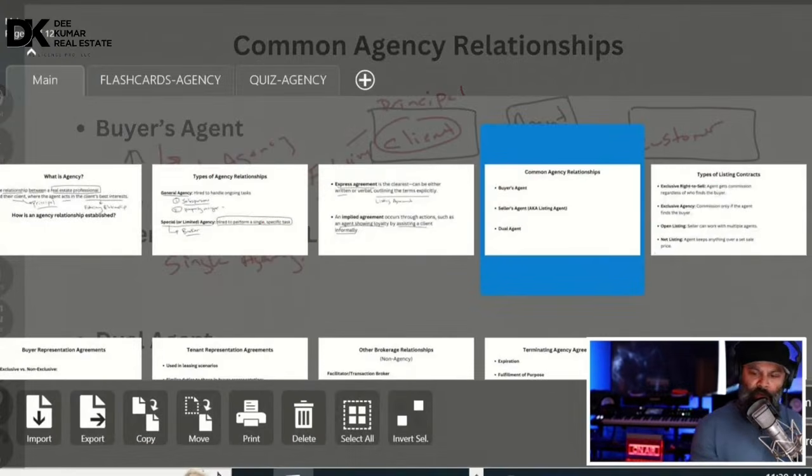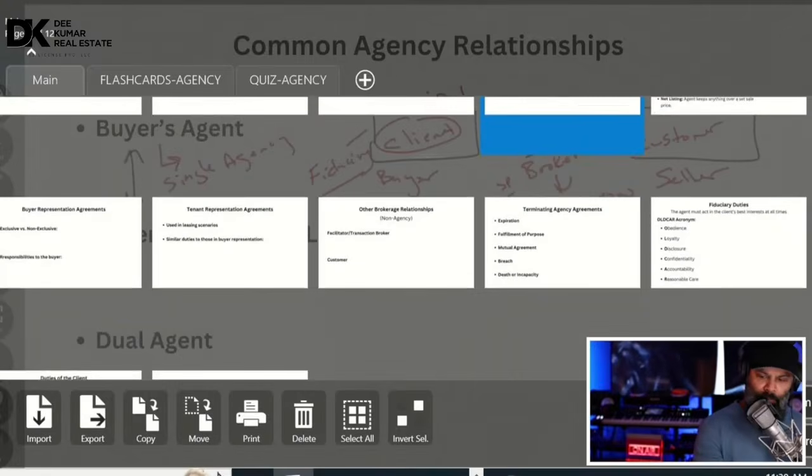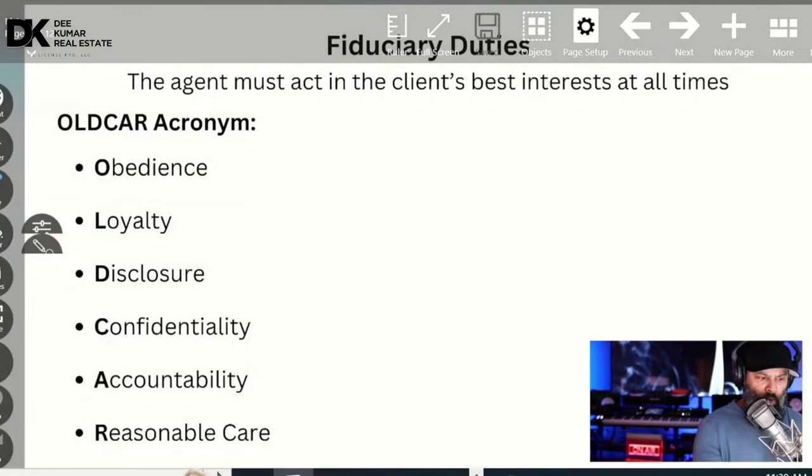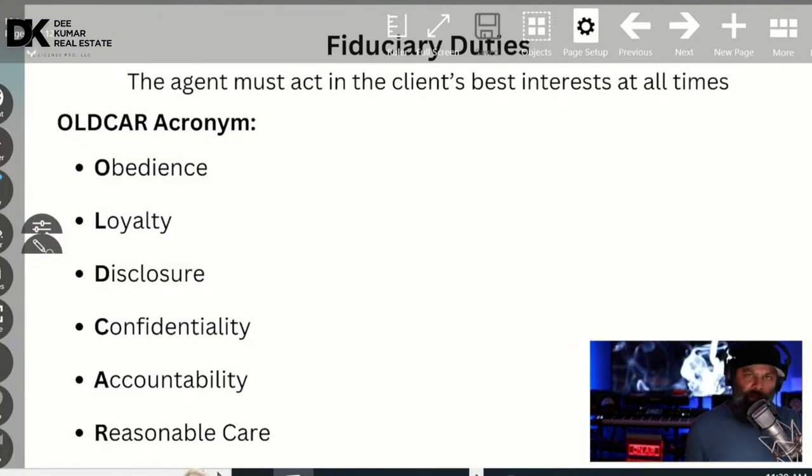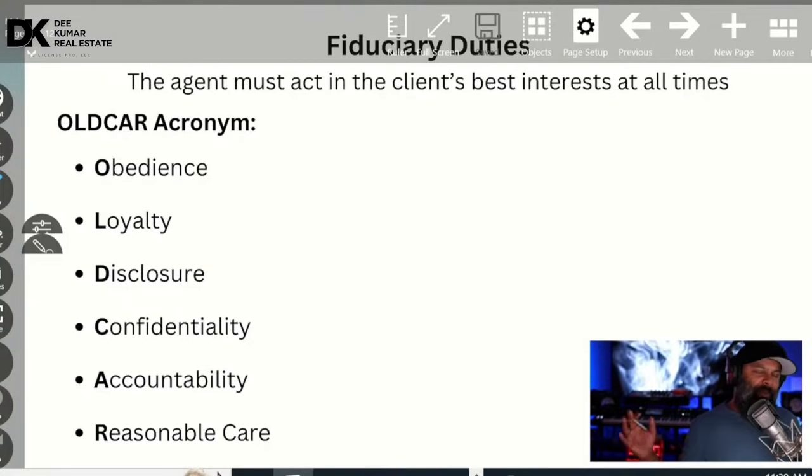So what is a fiduciary relationship? A fiduciary relationship, or the fiduciary duties, means everything the agent does or does not do must financially benefit their principal. Every action that they take or don't take in a fiduciary relationship must benefit the client or the principal. And there are several of these. Absolutely, these are on examinations. You need to memorize these.